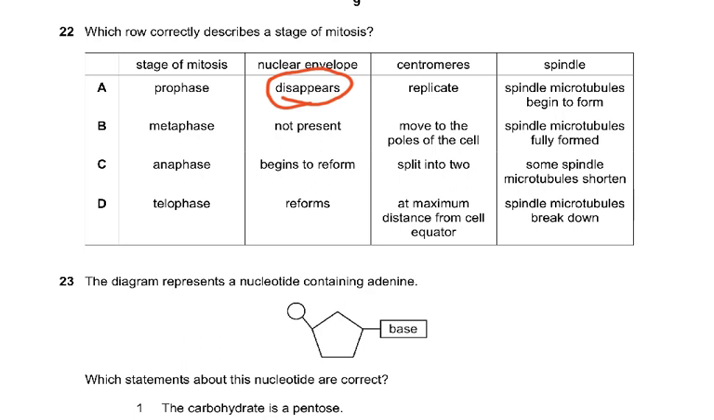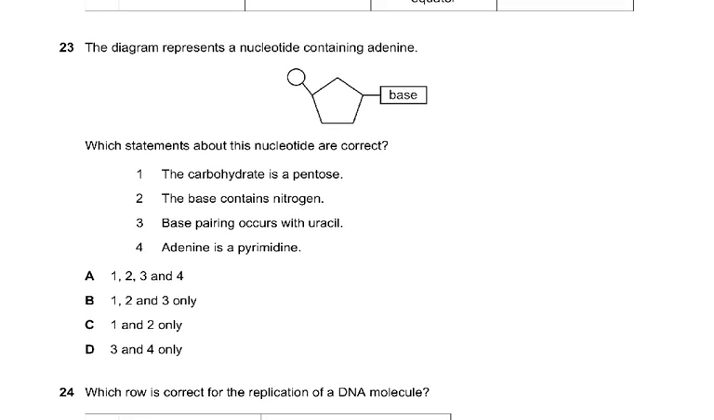So the answer to question number 22 is D. Why is it D? Because in telophase, the nuclear envelope reforms at a maximum distance from the cell equator, and spindle microtubules break down. You see, the confusing one was A, in which you could have made a mistake, but the word disappears is wrong. So that is why you see these papers need a lot of time for you to read and to reconsider your answer.